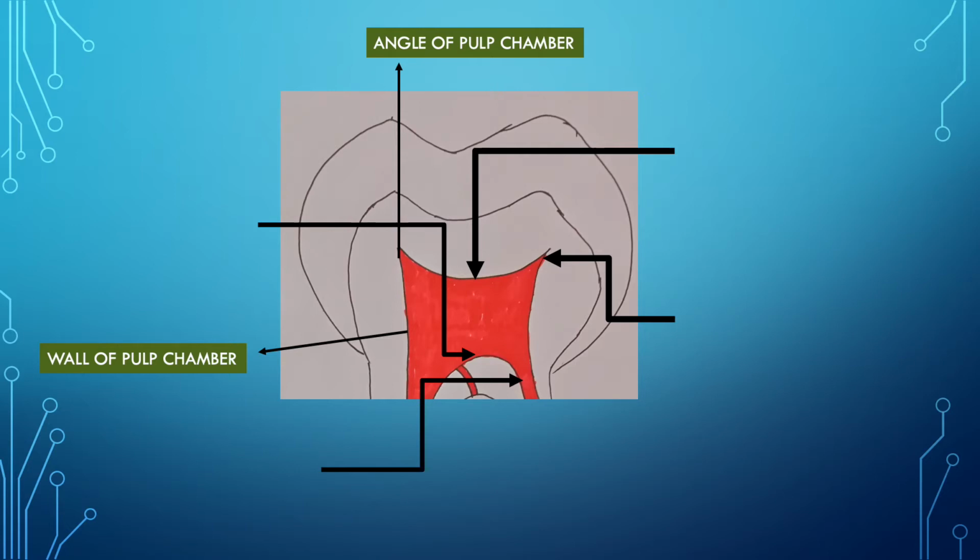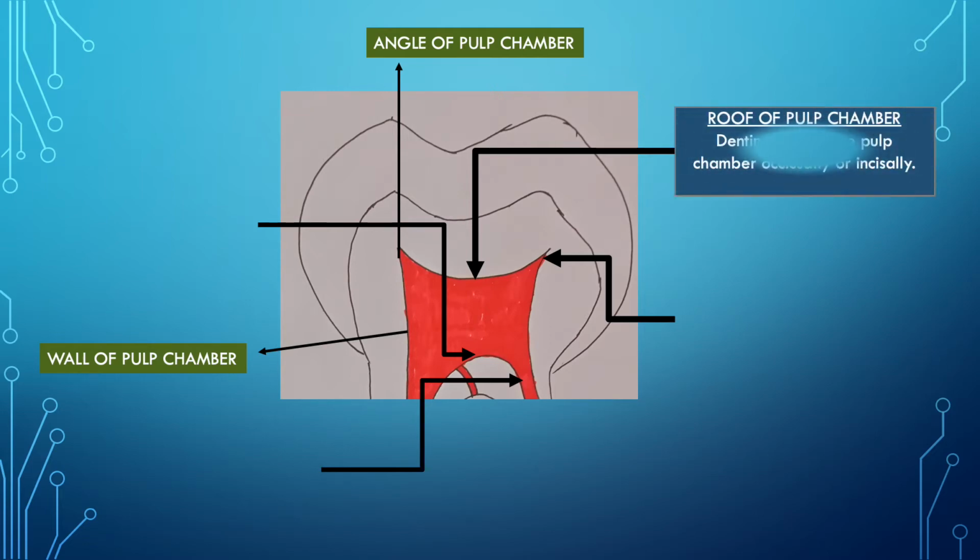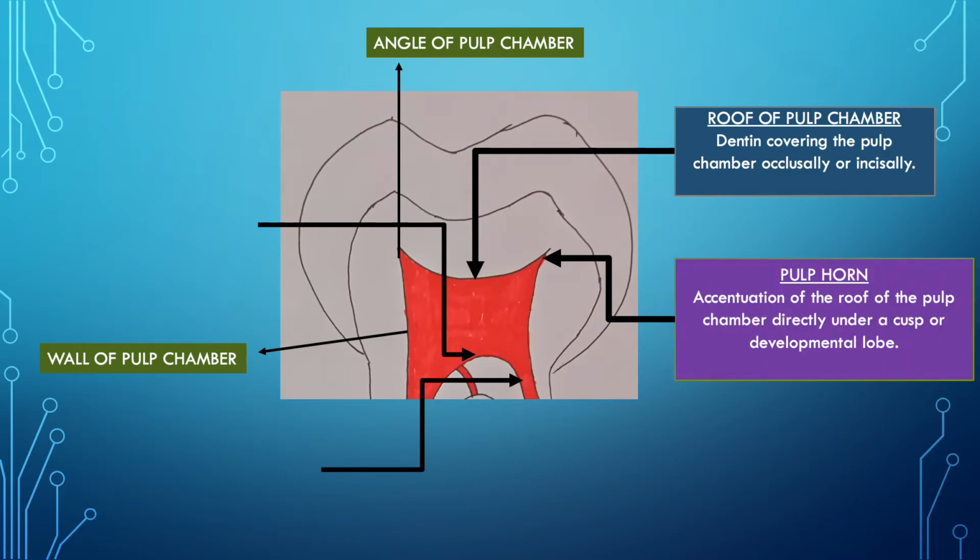Now we'll discuss the different parts of the pulp chamber. When we consider the pulp chamber, we can imagine it to be a box-shaped cavity. Just like a box, there's a roof, there's a floor, and there are walls. So the pulp chamber of a multi-rooted tooth will have a roof. The roof of the pulp chamber is the dentin that is covering the pulp chamber occlusally or incisally. The next part is the pulp horn, which is an exaggeration of the roof of the pulp chamber directly under a cusp or a developmental lobe.